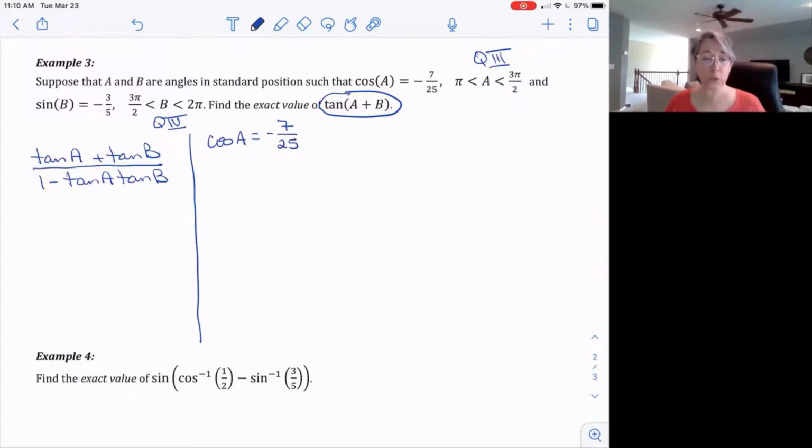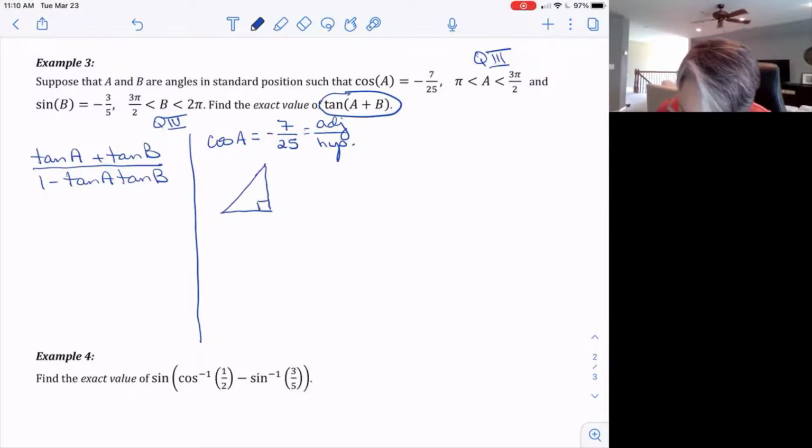Again, we can use right triangle trig, or we can use the Pythagorean theorem. If we are using right triangle trig, that means we have the adjacent side and the hypotenuse of a triangle. Don't worry about the signs. Remember, we can always do the signs based on the quadrant. So here's angle A. Adjacent side is 7, hypotenuse is 25.